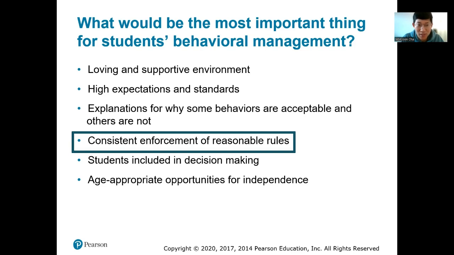But also you need to be consistent when administering those rules, which means you need to be fair when you are administering the rules, and you should observe your own rules. For instance, if you say that the students will get some consequences when they do something, you need to practice what you preach by giving them some kind of consequences when students engage in this kind of misbehavior. Now, I'm going to show you a video that portrays the importance of consistent enforcement of reasonable rules.